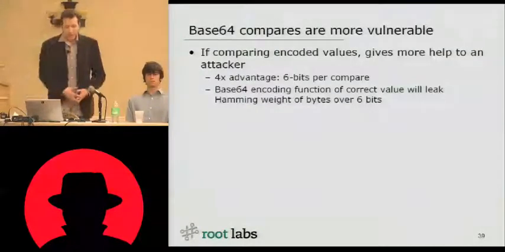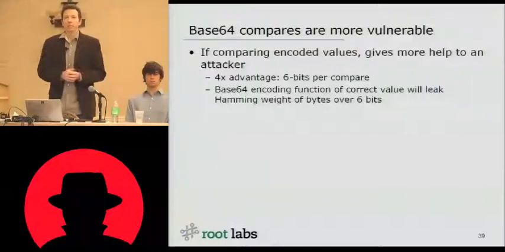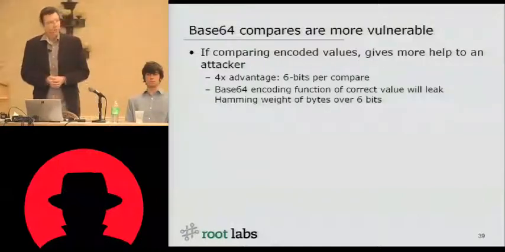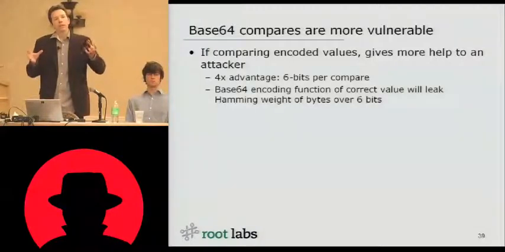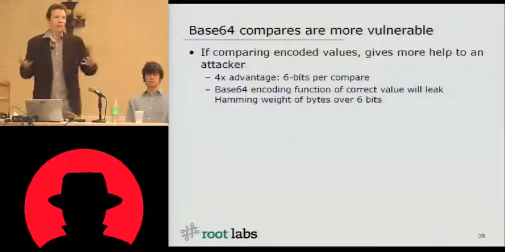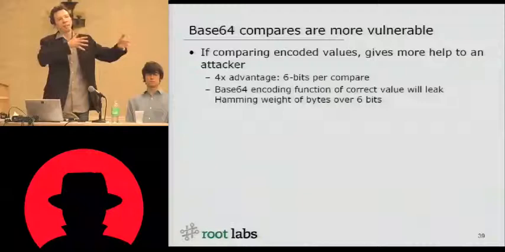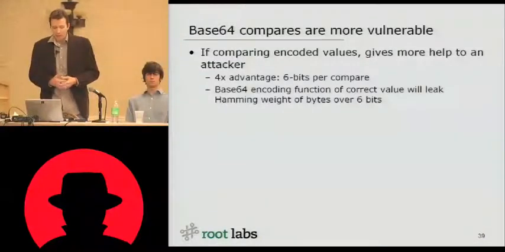Another interesting thing we found was that base 64 compares, we think, are more vulnerable than just a regular comparison of the binary data itself. If you look at some of these libraries and web frameworks we looked at, often they'll compare the base 64 encoded string against the other base 64 encoded string. With base 64, as you know, you're taking 8 bits and cramming it into 6 bits. This is great for sending an email or over a text interface, but it's not so great if you're trying to avoid easy exploitability for attackers.